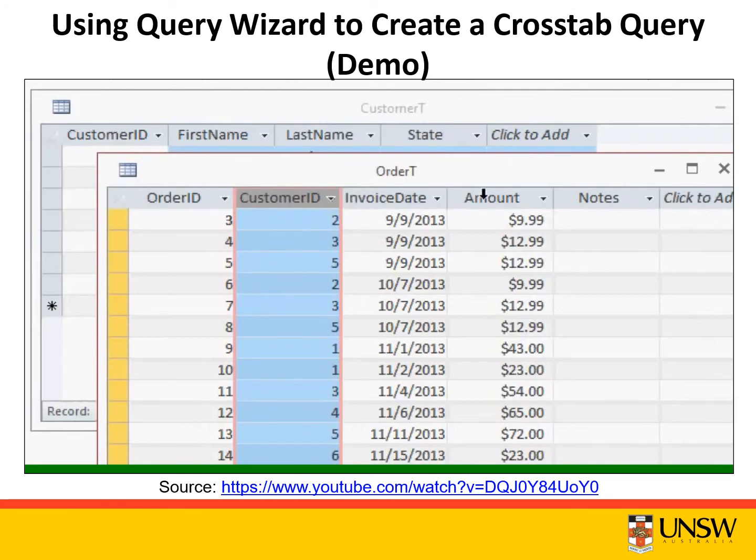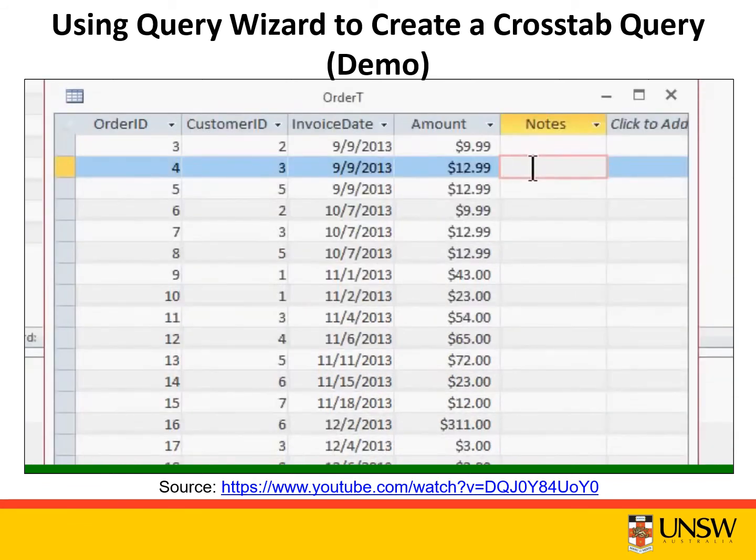Now, I could have pages and pages of information here in the order table, and just to look at it, it really doesn't tell me anything about the data. So we can use a crosstab query to summarize this information based on one or more fields, so I can see trends in the data that might not be apparent just by looking at the big list here.